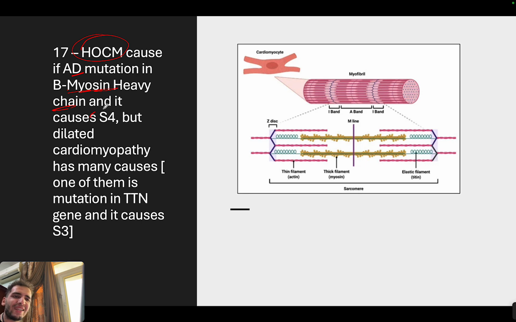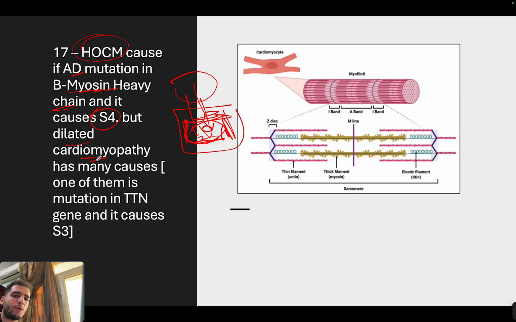Now, HOCM would cause S4, okay, which happens when the heart tries to contract in an enlarged ventricle. So it will cause this S4 thing, or when the left atrium tries to contract or eject into an enlarged ventricle and a very narrow chamber, okay?